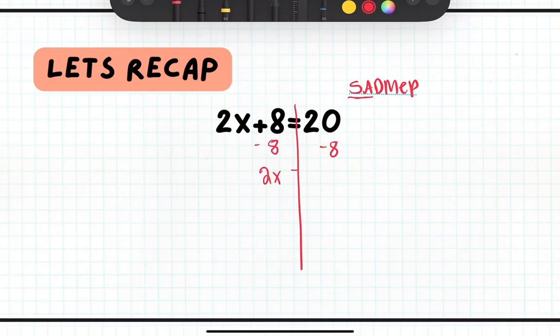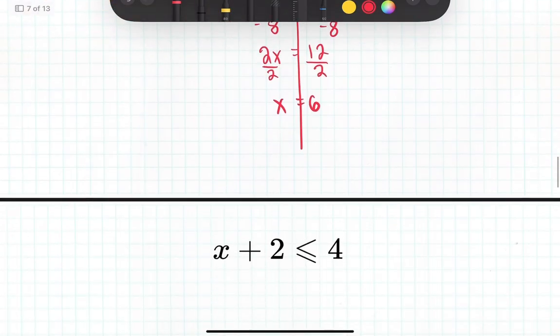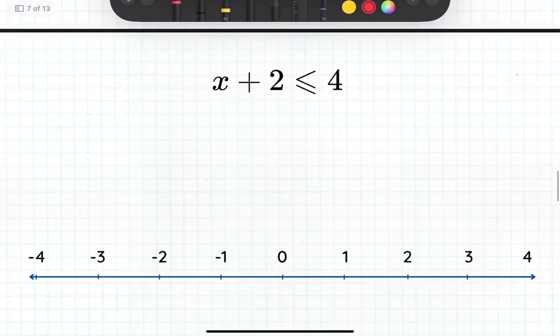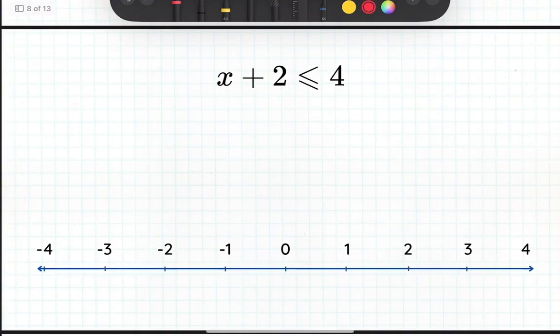I get 2x is equal to 12. And then I'm going to divide both sides by 2 because that's what comes next. So I'm going to get x is equal to 6. And that's it. So we're going to use that same logic when it comes to solving linear inequalities.